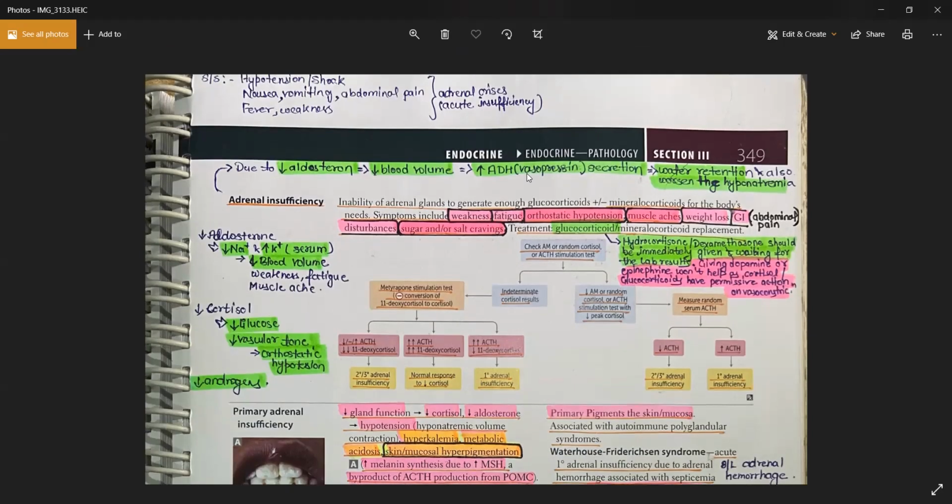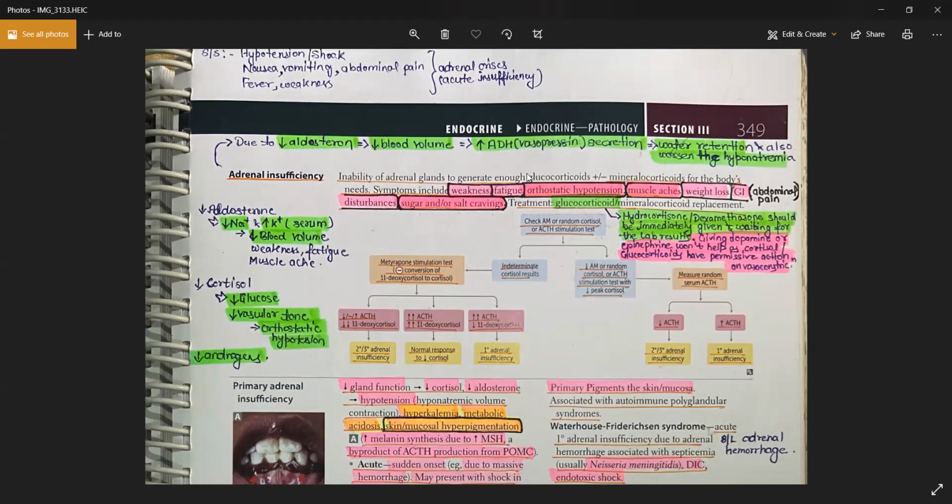So whenever you encounter a patient with hypotension, shock, nausea, vomiting, abdominal pain, fever, weakness, sometimes a salt craving would be there. Okay, so these are all the signs and symptoms of adrenal insufficiency.